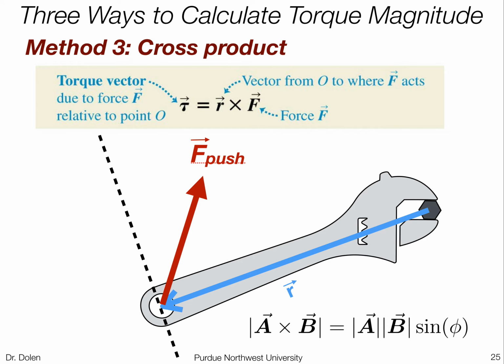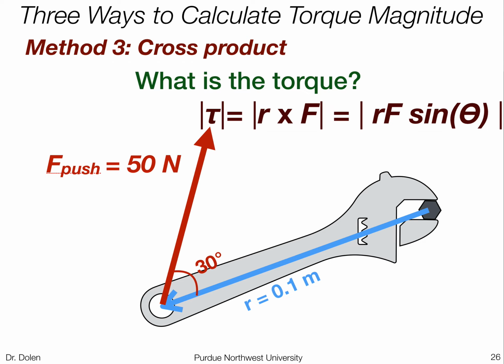We have to be very careful here, though, because this angle is, again, the angle between the two vectors when they're drawn tail to tail. So let's be careful about that. So let's demonstrate that by using the same example. We're going to apply that 50 Newton force at an angle of 30 degrees at a distance of 0.1 meters. Right? And we want to calculate the magnitude of the torque, again, using this formula. Remember, this angle in this formula is the angle between the two vectors when the vectors are drawn tail to tail. So we have to do that.